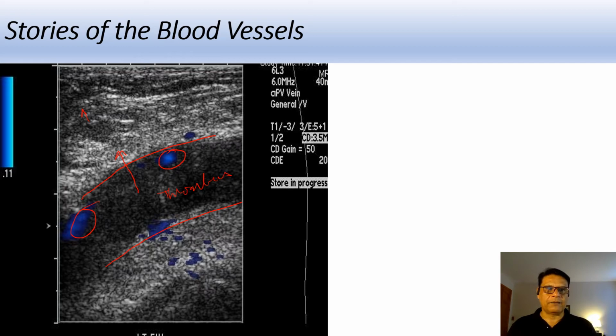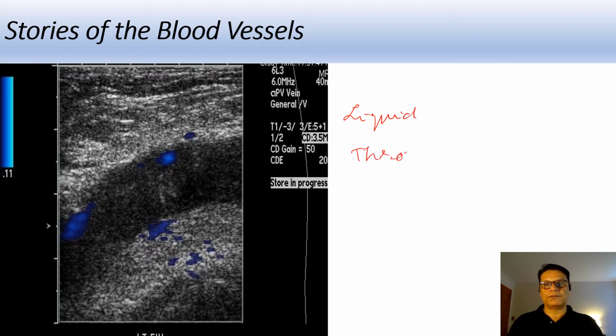And you know that blood is also a type of a soft tissue, but its intensity differ when it is in the form of liquid and when it is formed in the form of thrombus or clot.